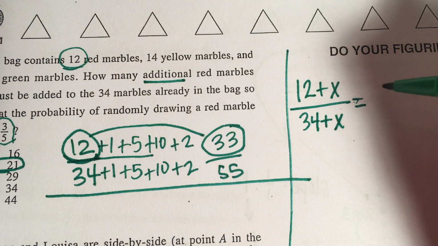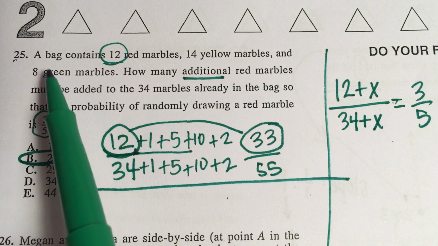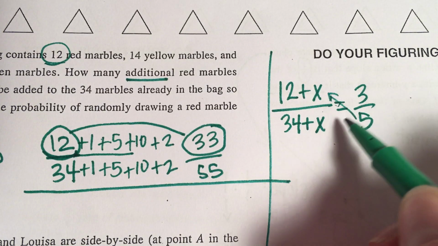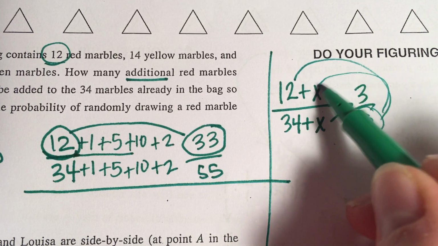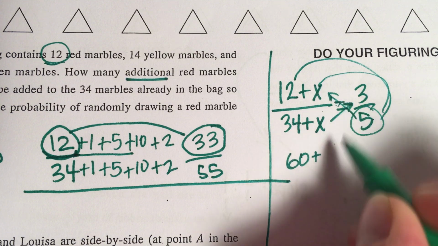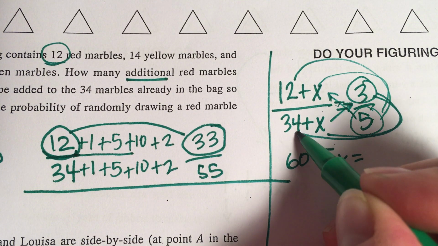It needs to be the same as 3/5, right? Because I want it to be the same probability that they tell me. From there, I'm going to cross multiply, but I have to distribute this into both pieces. So I'd have 5 times 12 is 60, plus 5 times x would be 5x, is equal to, and the 3 needs to go onto both pieces too.